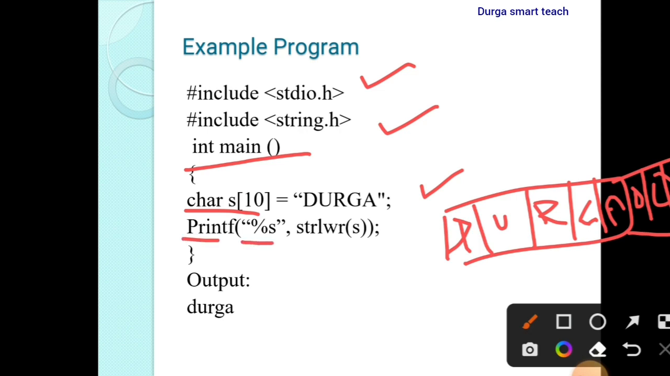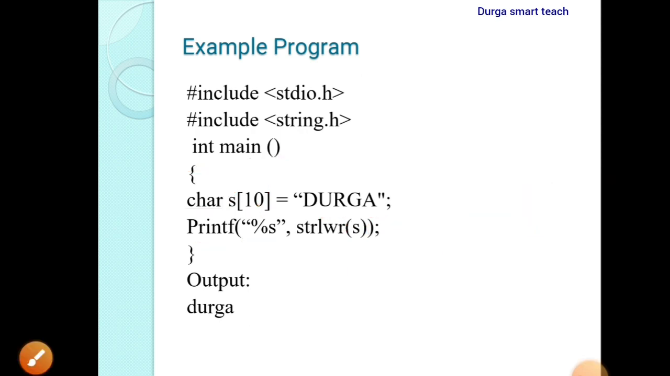printf percentage s. Why are we using percentage s? Because it is a string variable, so that's why percentage s, strlwr of s. This is the string name, so in this s Durga will be stored, and that will be converted into lowercase letters. strlwr is used to convert the data into lowercase letters. So this is the output.